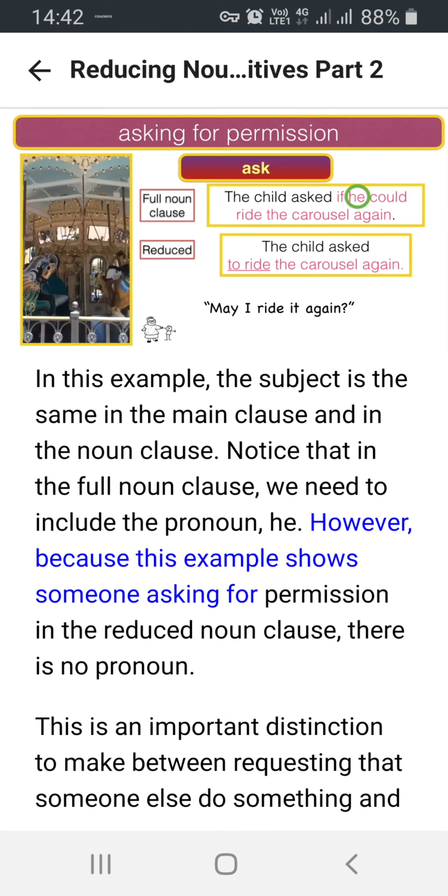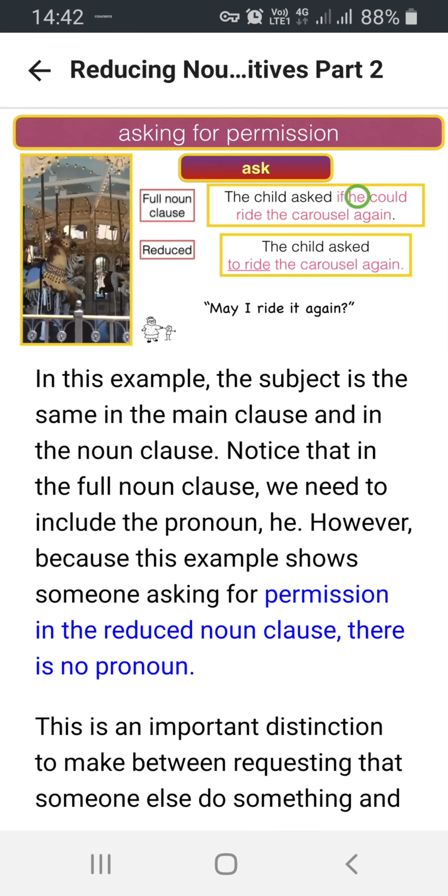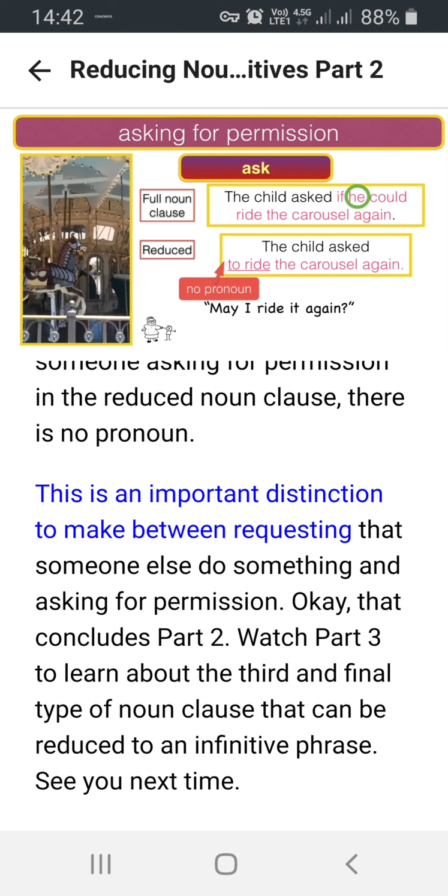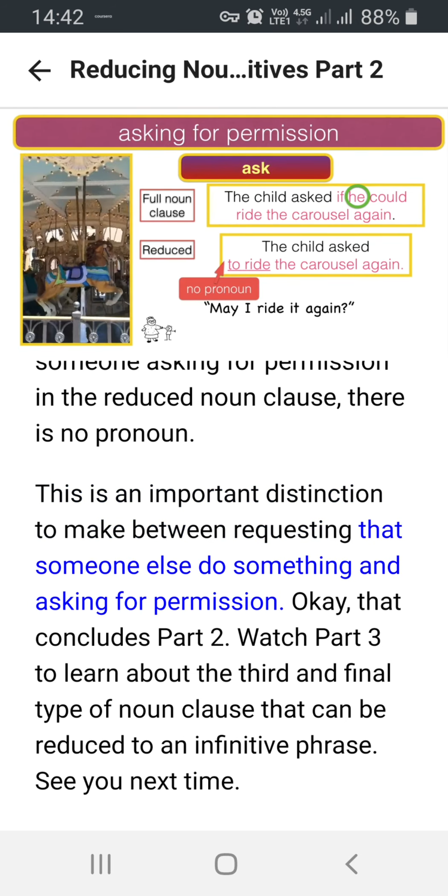However, because this example shows someone asking for permission, in the reduced noun clause, there is no pronoun. This is an important distinction to make between requesting that someone else do something and asking for permission.